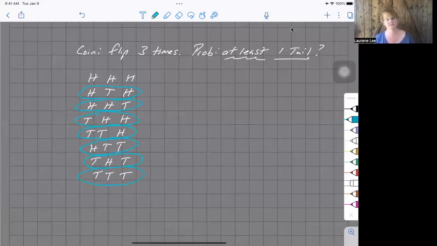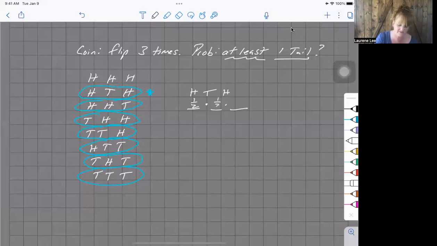Okay. Now, the problem is, let's talk about just one of these events right here. What's the probability that I get a head, a tail, and a head? So this is an and problem. We're going to multiply these together. The probability of getting a head is a half, 1 out of 2 chances. There's only 2 sides to the coin. The probability of getting a tail is 1/2 and head is 1/2. So if I multiply these all together, this is going to be 1/8.